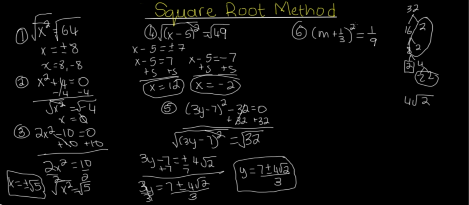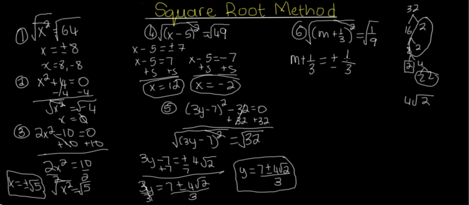Okay, number 6, this is already by itself. I thought it would be good to throw in a fraction in there because I know a lot of people don't like fractions. So go ahead and get the square root of this side, get the square root of this side. On that side, that will cancel. Here I have m plus 1/3 equals plus or minus square root of 1 over 9. The best way to do this is get the square root of the numerator, which is the top, and get the square root of the denominator. Square root of 1 is 1. Square root of 9 is 3.